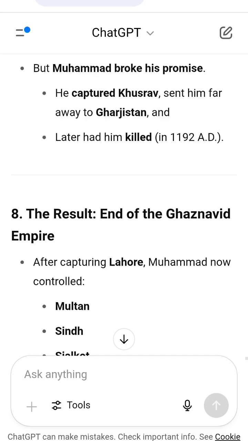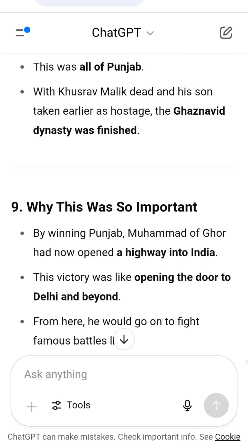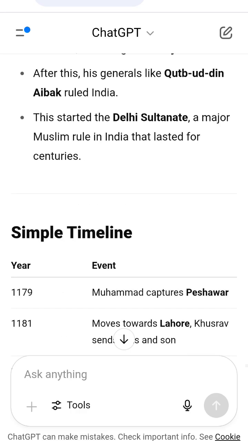Simple timeline, year, event. 1179. Muhammad captures Peshawar. Moves towards Lahore. Khusrav sends gifts and son. Muhammad captures Sialkot. 1186. Muhammad lays siege to Lahore. Khusrav Malik killed in Gargistan, 1192 plus. Punjab becomes part of the Ghurid Empire.